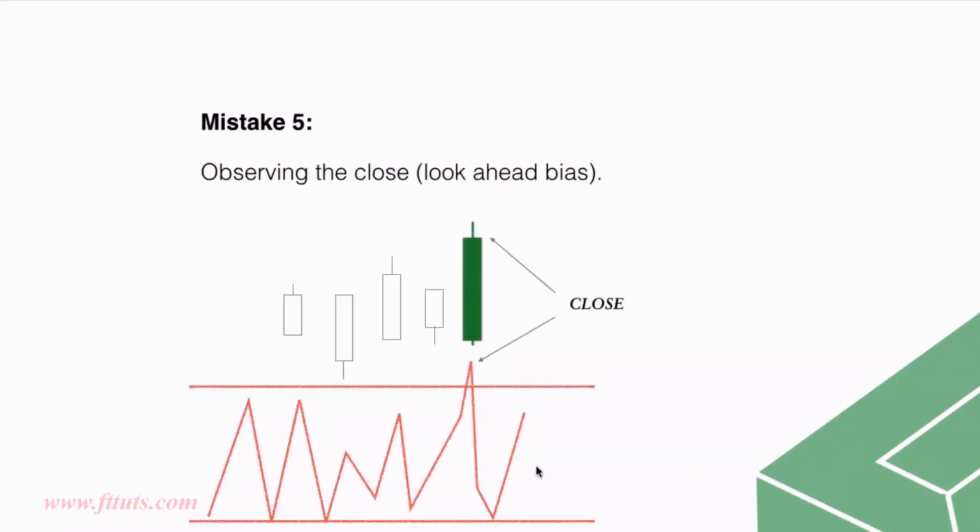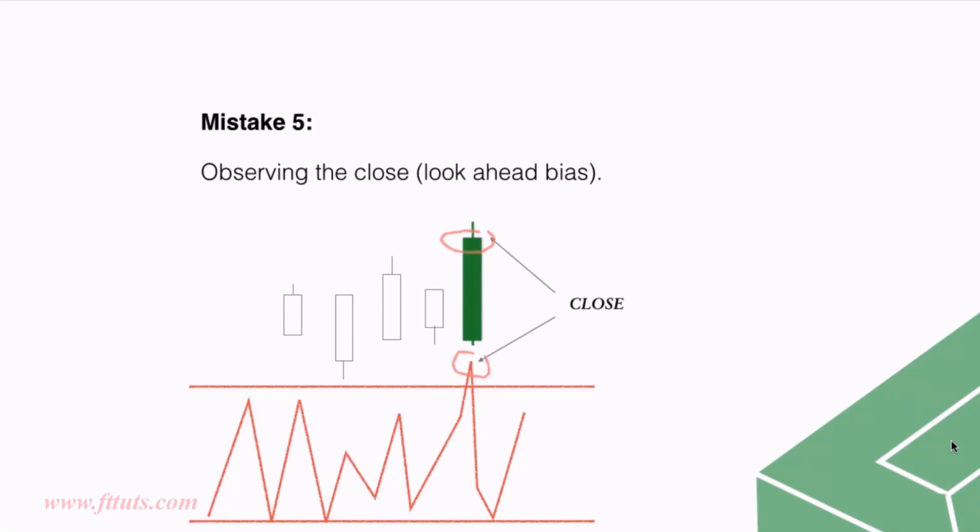Number 5, observing the close. A common error that some developers make is believing they can use close price data to compute an entry signal and then simultaneously trade at that close price. For example, a trading system might be devised to buy a stock on the close when a technical indicator crosses a certain level. However, most technical indicators are calculated using the closing price. It's not possible to trade on the close of the bar since you won't know the indicator value until after the close price is known.